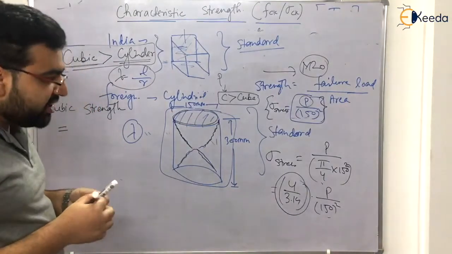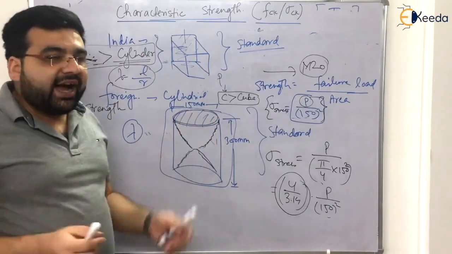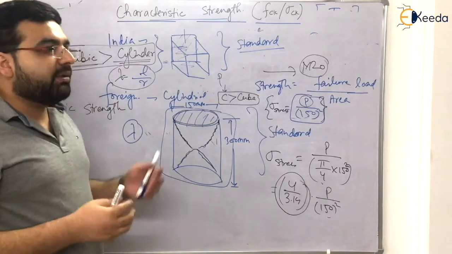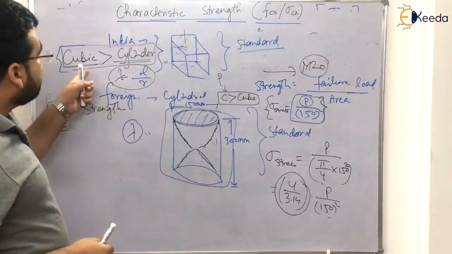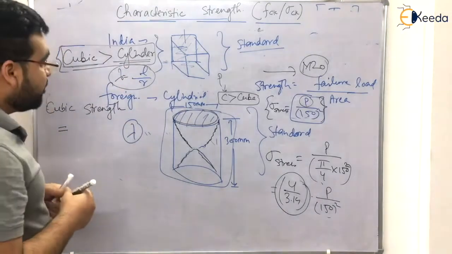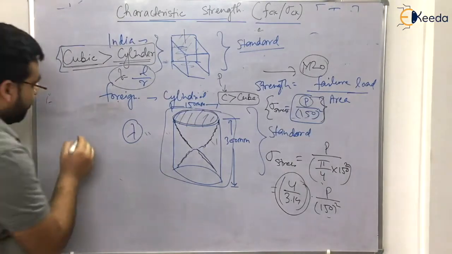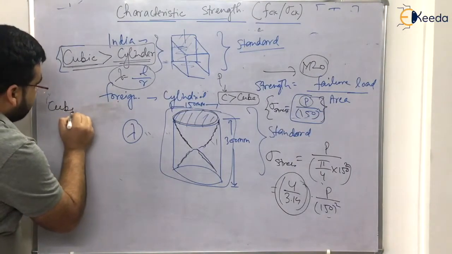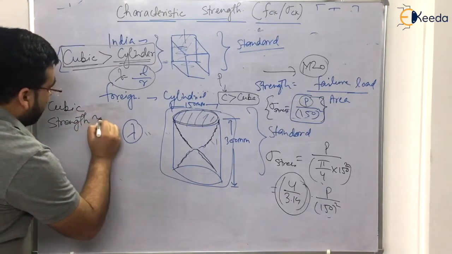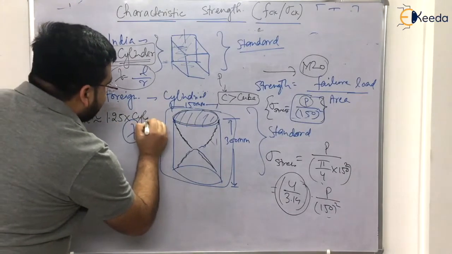Now, being a civil engineer, I cannot say greater, I cannot say more, I cannot say many. I have to specify a particular number. How much? By how much heavier? How much lighter? Right? Similarly, I cannot say that it has more strength than cylinder. But how much is the strength? So, if you calculate, then you will come to know that cubic strength is almost equal to 1.25 times the cylindrical strength.